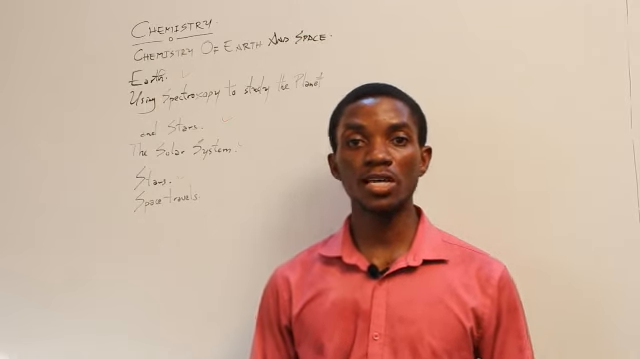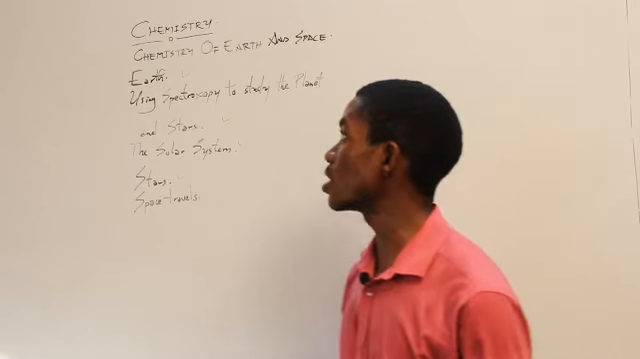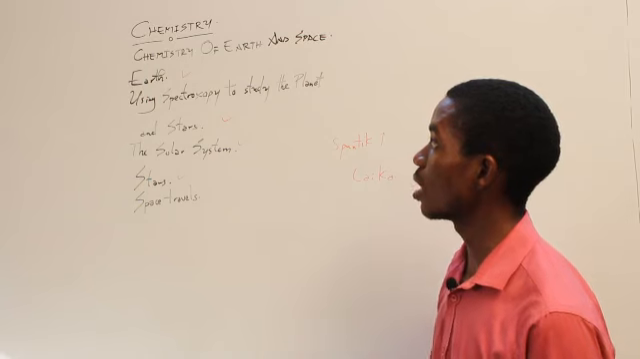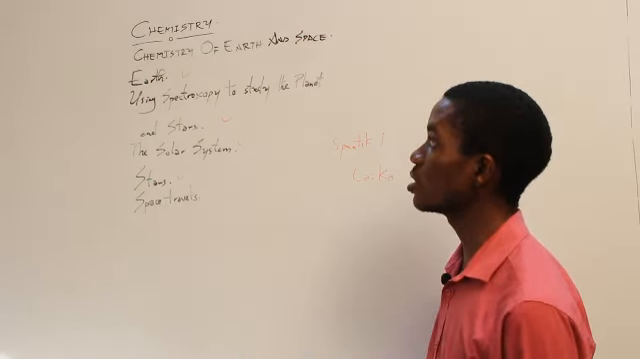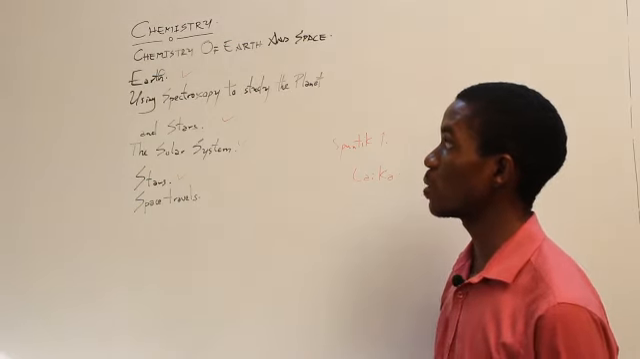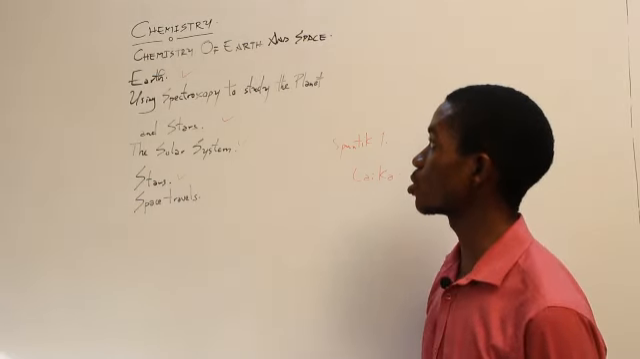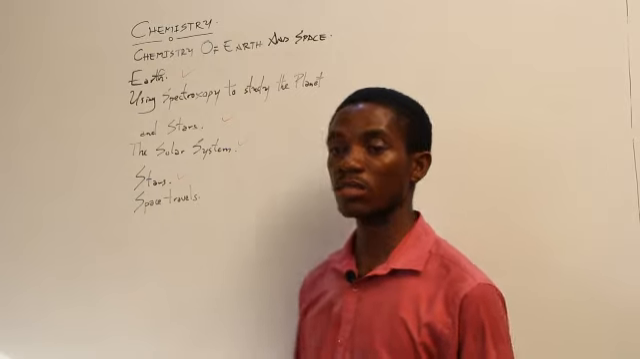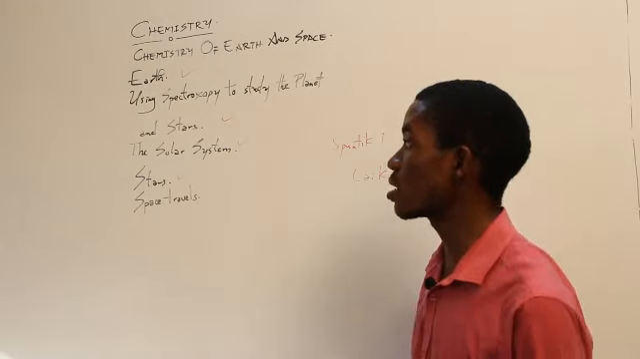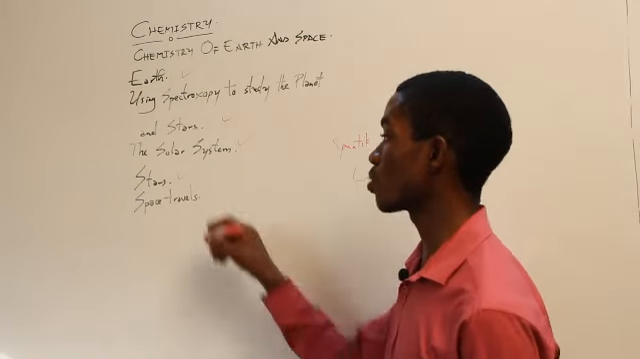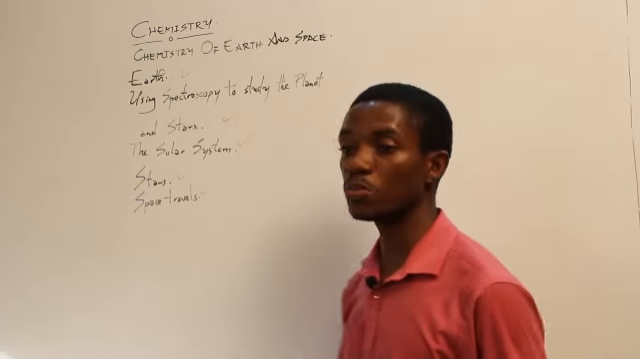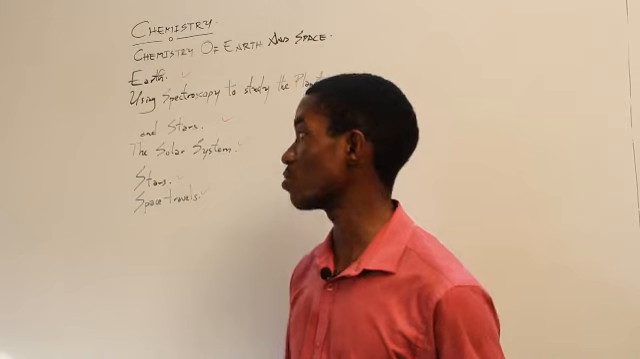And that brings us to the end of this particular lesson. In this lesson, we looked at the Earth, the chemistry of the Earth and space. We looked at using spectroscopy to study the planets and stars. We also talked about the solar system. We looked at each of the planets and bodies in our solar system. We discussed stars, and we briefly spoke about space travels.